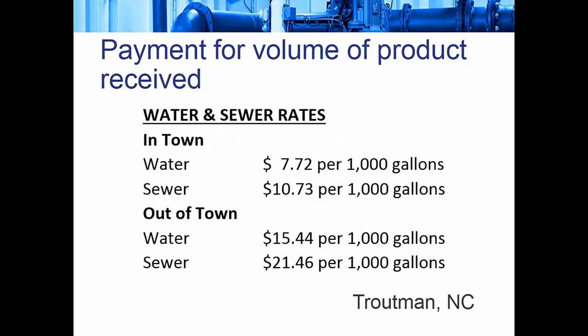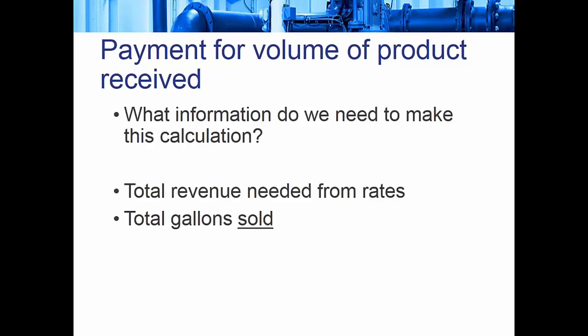So in order to do this, here's an example from Troutman, North Carolina, a small town, that charges $7.72 per 1,000 gallons for water if you're an in-town customer. If you're out of town, it's double that, $15.44 per 1,000 gallons. Troutman does not have a base charge, so they are completely volumetric in terms of their rate structure. And again, we see a lot of examples of this from around the country.